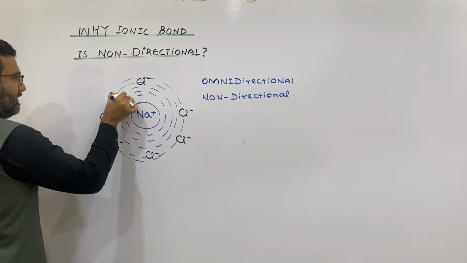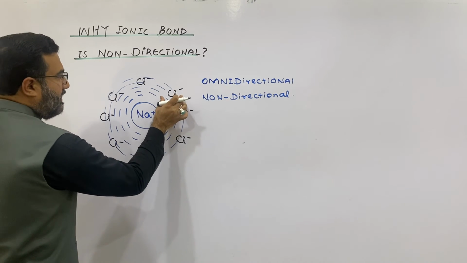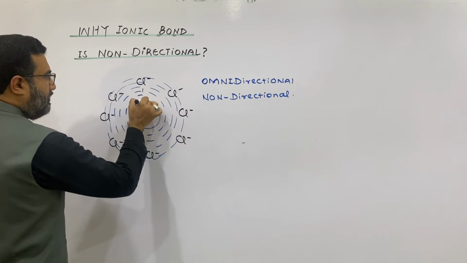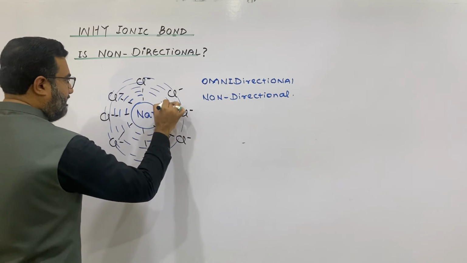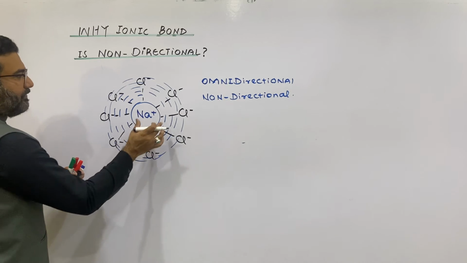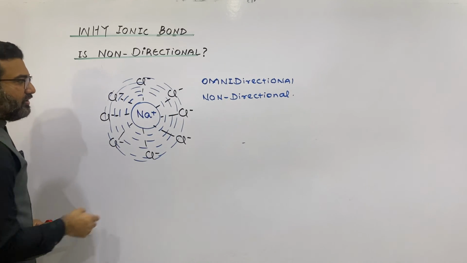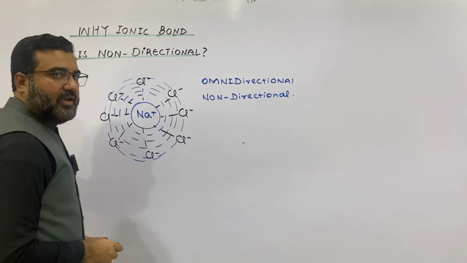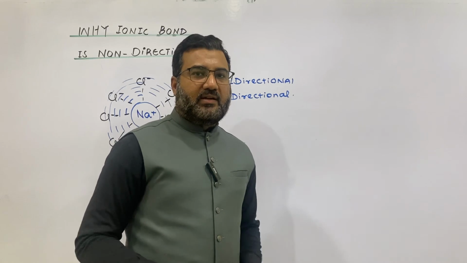It means there is not any specific direction through which the anion should approach this cation. It can approach from any side. So all these will be the electrostatic forces of the cation with the anion. So in this way, the ionic bond is an omnidirectional bond or a non-directional bond, because the electric field of any ion, whether cation or anion, spreads in a spherical manner around the ion in all the directions.